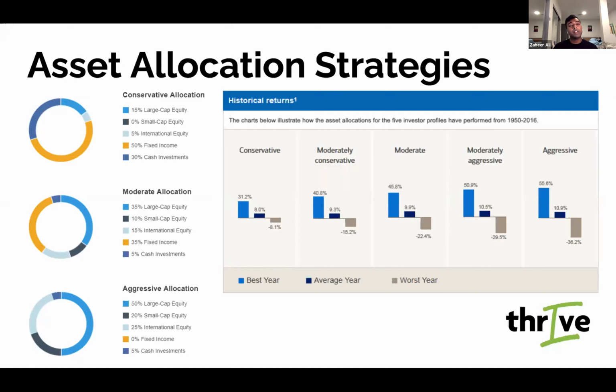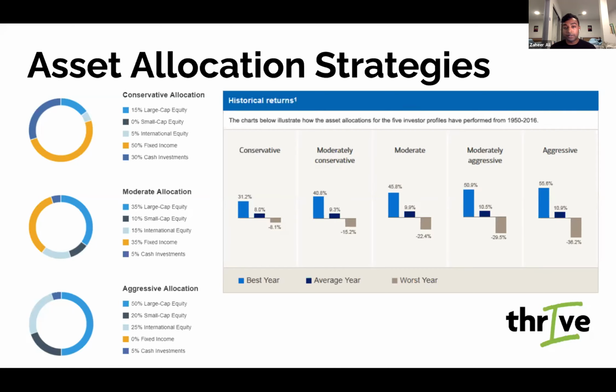Moderate, that's where a lot of people tend to fall. In this moderate allocation, they're going to put maybe 35% in large cap equities, 10% in small cap stocks. They're increasing their international exposure to 15%, reducing their fixed income exposure to 35%, and reducing the amount they're keeping in cash to 5%. And now aggressive allocation, this is where a lot of young people tend to find themselves. They're putting half of their money into large cap stocks, 20% into small caps, again increasing their international exposure. They're not putting anything into bonds and they're keeping 5% in cash.